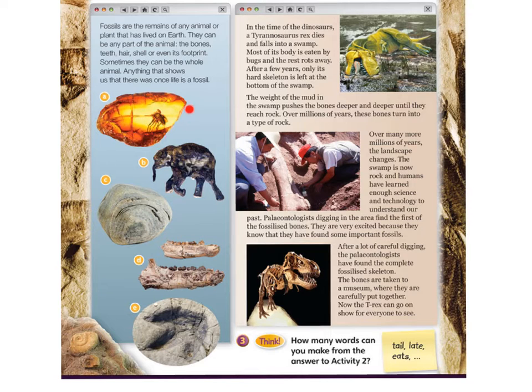this one is an amber mosquito. So it says it can be the whole animal. So that is a fossil. This is a frozen mammoth. It's the whole animal. So it's a fossil. It says they can be any part of the animal, the bones, teeth, hair, shell. This is a shell. These are the teeth, or even its footprint. So, all of these are fossils. And that's the correct answer.